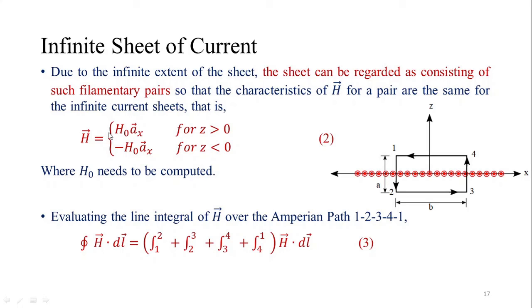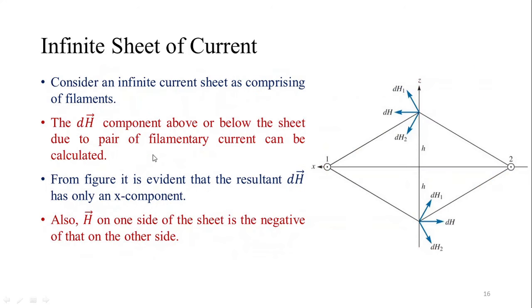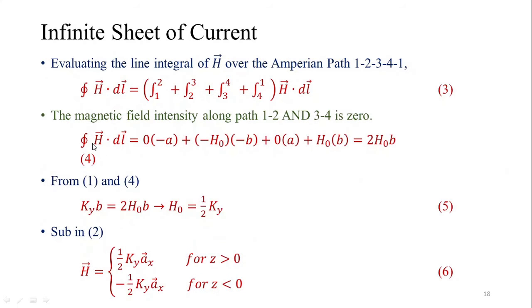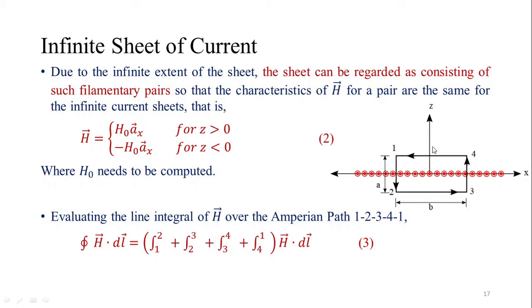If the magnitude is H naught along the x-axis, then above the surface you will have H naught ax, and below the surface you will have minus H naught ax, because the field is in this direction above and in this direction below the sheet. Here we need to calculate this H naught. For that, let's take the Amperian path 1, 2, 3, 4 with dimensions a and b. Here you have to split the line integral into 4 parts: from 1 to 2, then 2 to 3, then 3 to 4, then 4 to 1 of H dot dl.